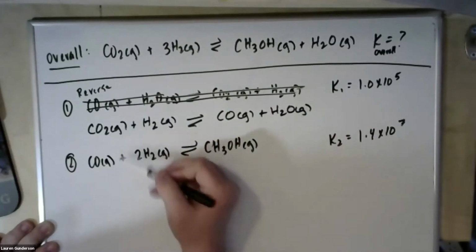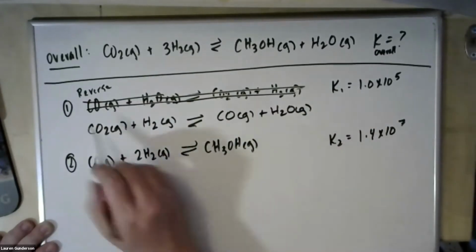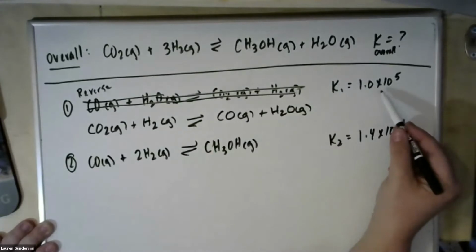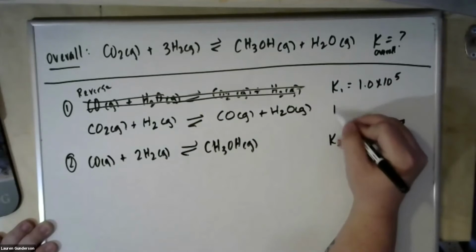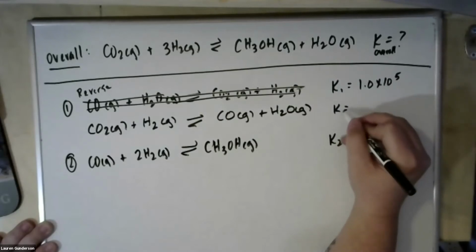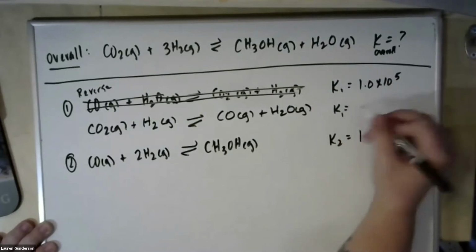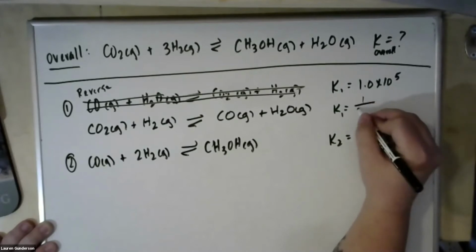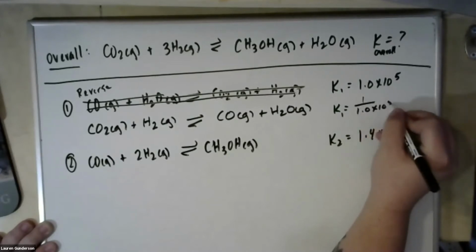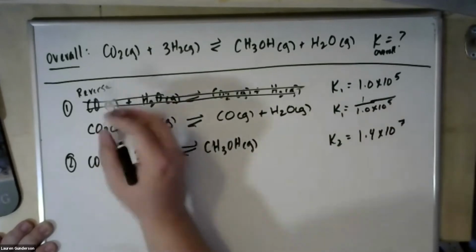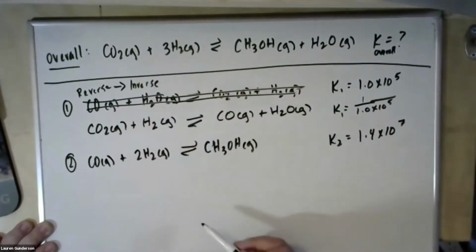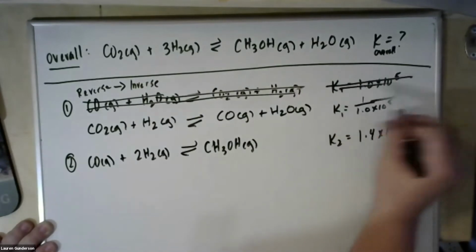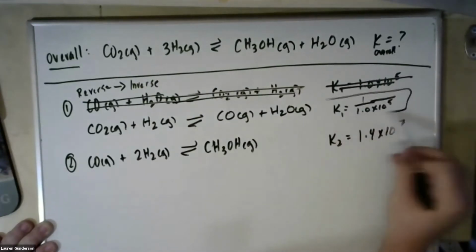And now I'm going to look at these two reactions. Now, when I reverse this reaction, I have to remember that my new K1 value is going to be 1 divided by 1.0 times 10 to the 5. Because I reverse this, and when you reverse it, you have to take the inverse of K. All right, so this isn't my K value anymore. This is my new K value.